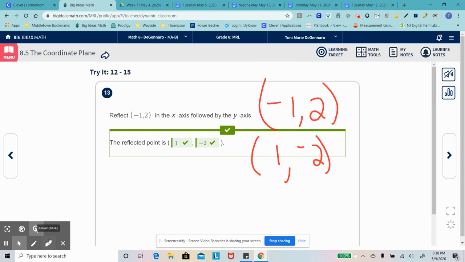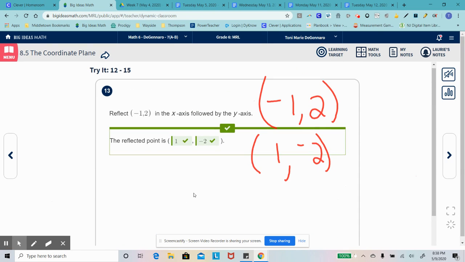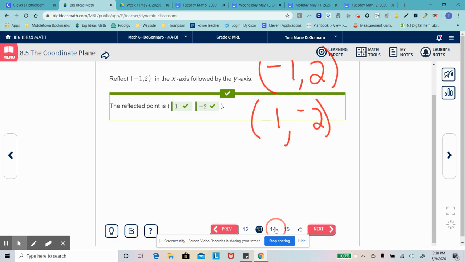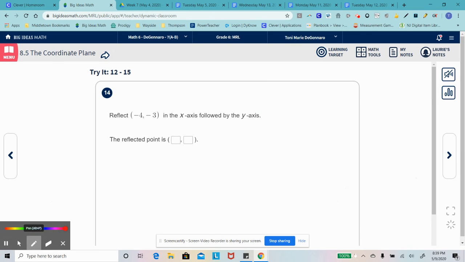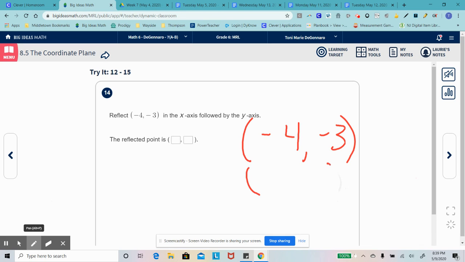All right, so I'm going to erase and we're going to go to number 13. So let's see what number 13 is. I'm sorry, that was 13. Let's go to 14. 14 is -4, -3. Okay, so let's write -4, -3. And when they say going across the x-axis and then followed by the y, let's do it one step at a time again, just to practice that way.